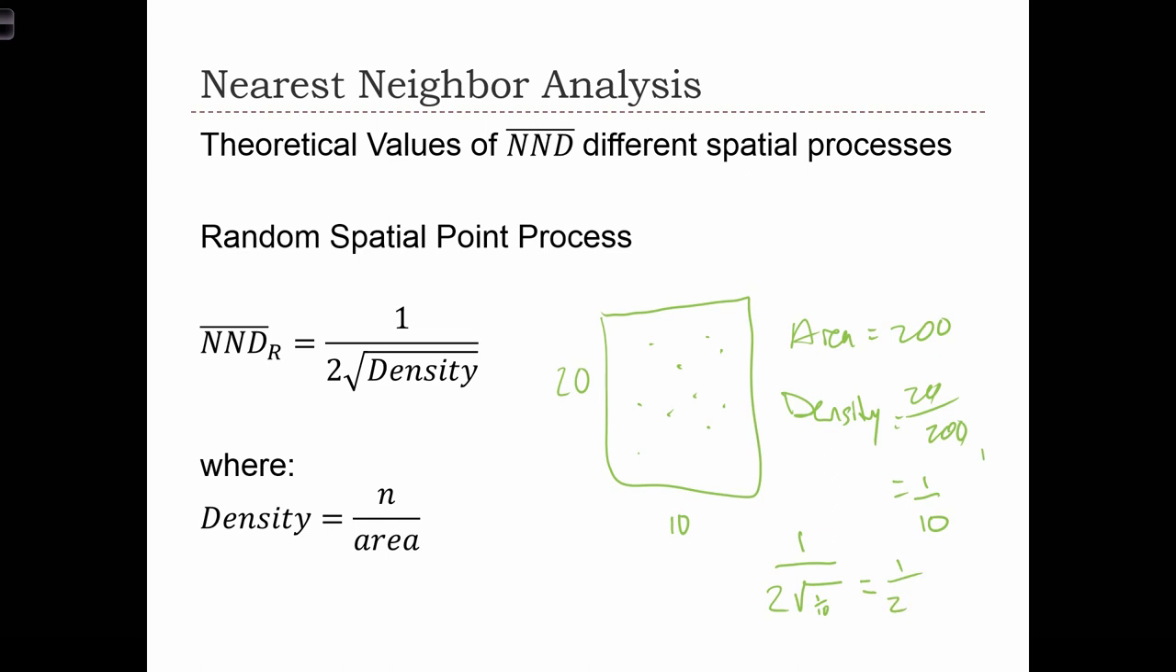well, that's not an easy one, is it? Never mind. It's something like a third. And then this is 1 over 2 thirds, so equals 3 over 2. So on average, we expect points to be about 3 over 2 distance units away from their nearest neighbor.